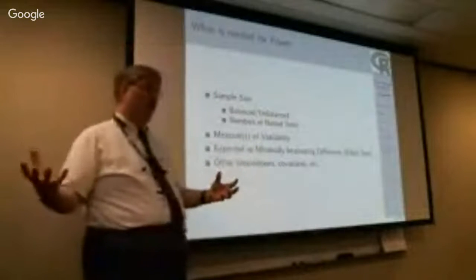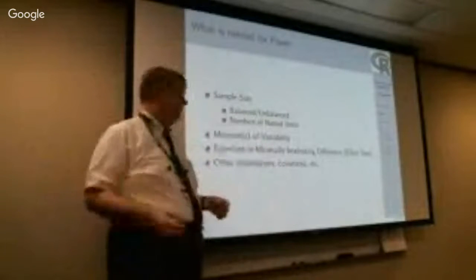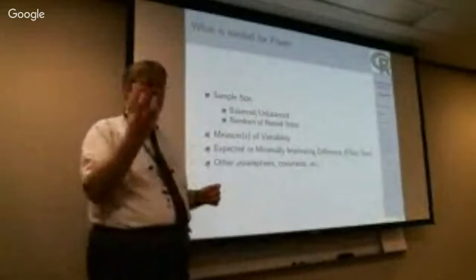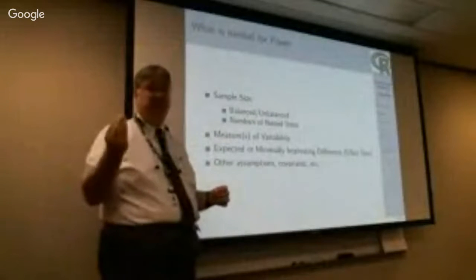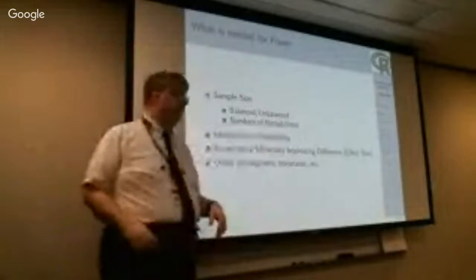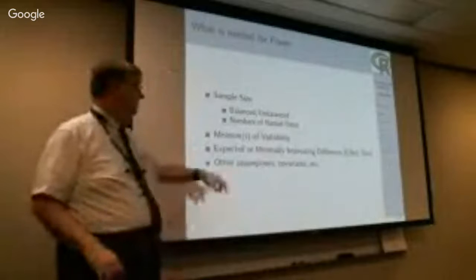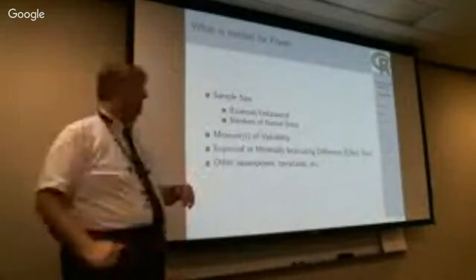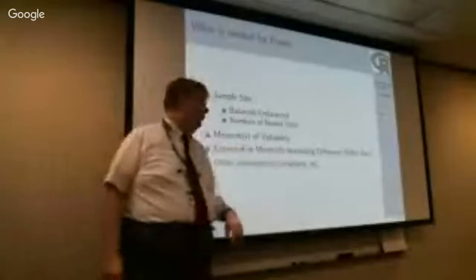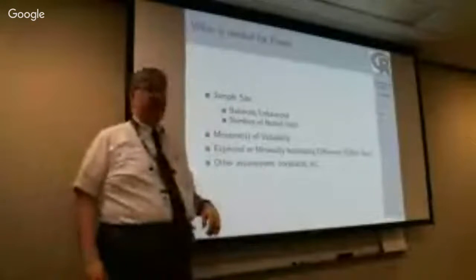Or am I going to have a lot more controls than I have treatments, or vice versa? Is there going to be some type of nesting, hierarchical thing? So how many units within each group, and how many groups am I going to have? I need some measure of variability. Again, if it's nested, I need a couple of different levels of variability. And then I need some type of expected or minimally interesting difference or effect size.